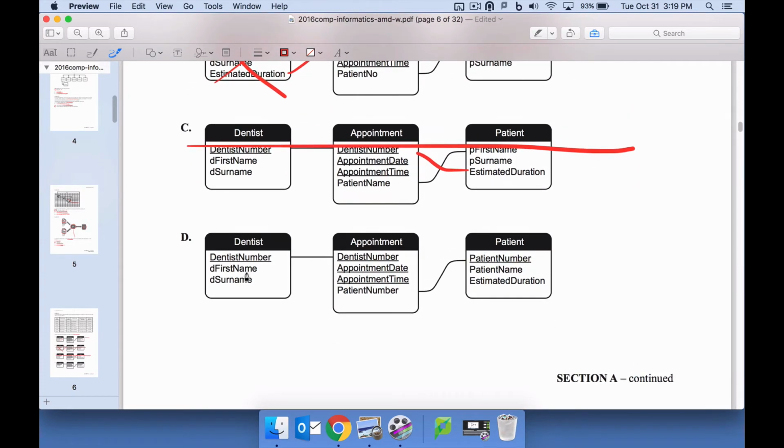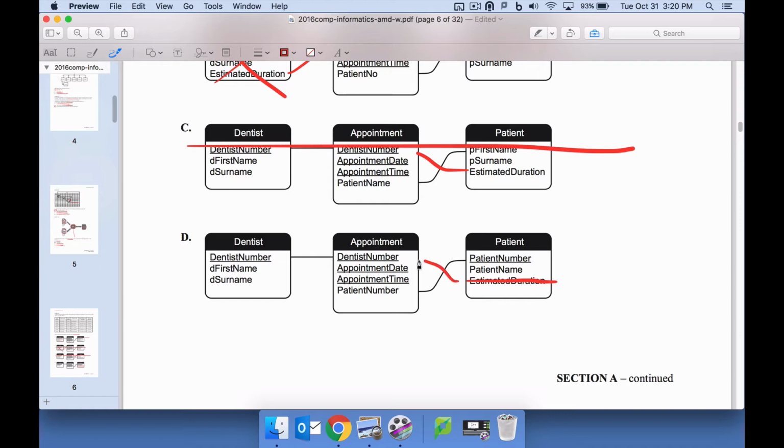D, the last one, we have first name and surname, that looks good. Patient number, that all looks good. And we have estimated duration again. Is that a copy of the C? What's different between C and D? How do they try and trick us? Oh, they left out the patient number from here. But anyway, this is wrong because, again, estimated duration shouldn't be in patient.